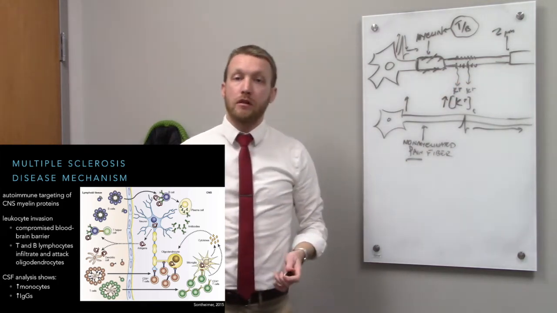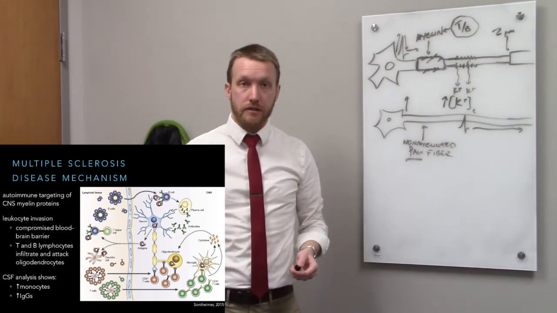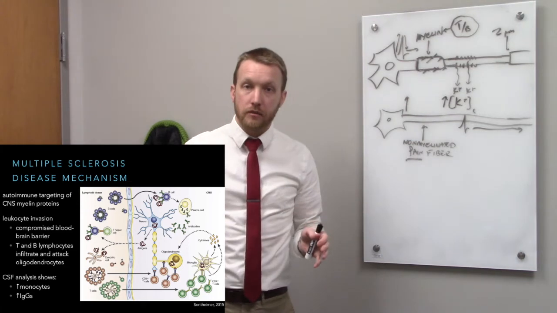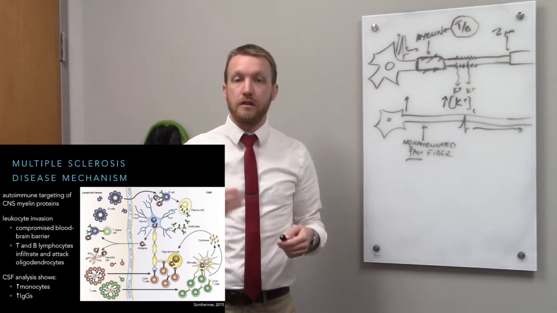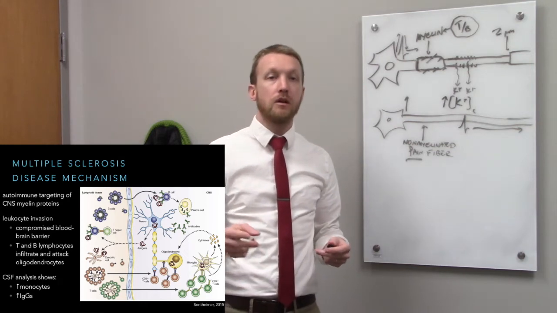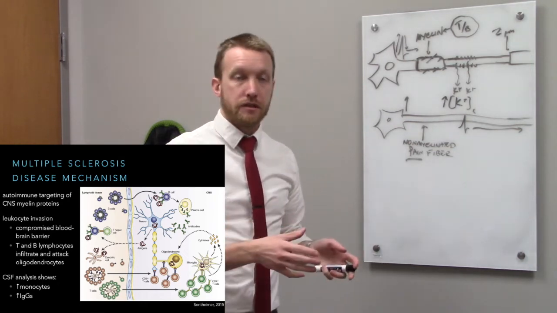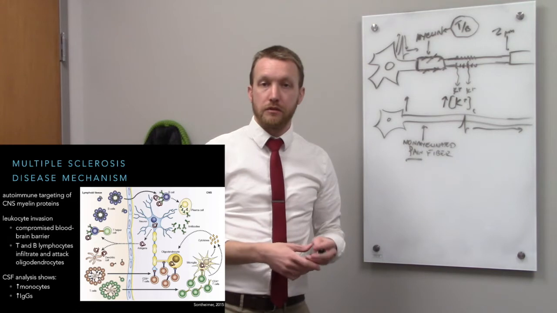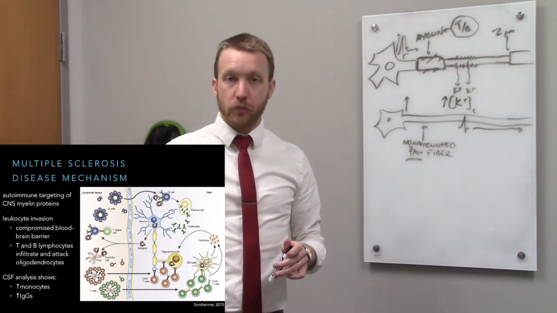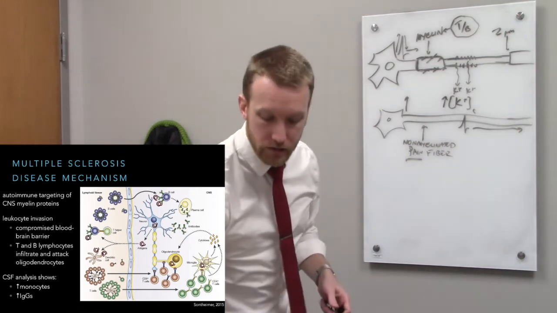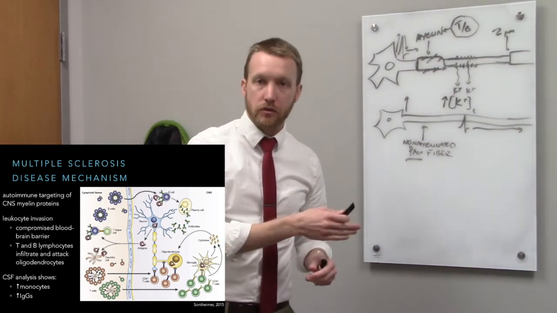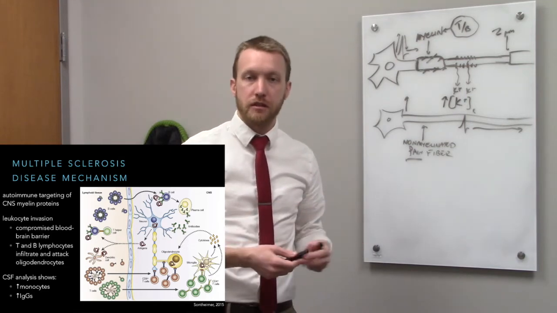So multiple sclerosis is going to involve a couple of things. First, we have inappropriate targeting of myelin. Second, we have invasion of these white blood cells into the central nervous system. So we can see this whenever we analyze the cerebrospinal fluid of MS patients. You can see an elevation in white blood cells, not in all cases, but that is one sign of MS, along with, of course, the clinical symptoms and the imaging.